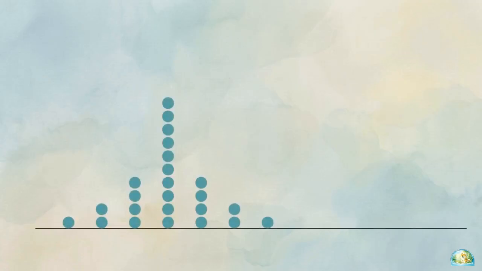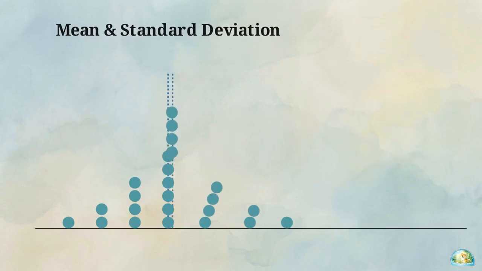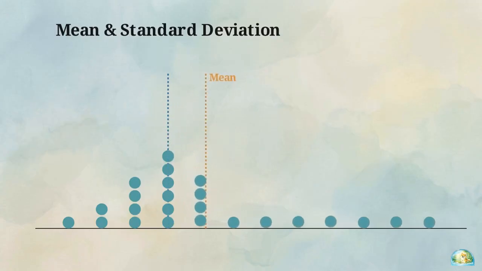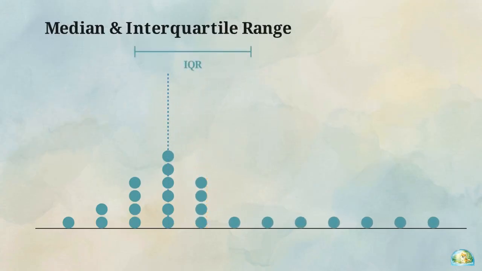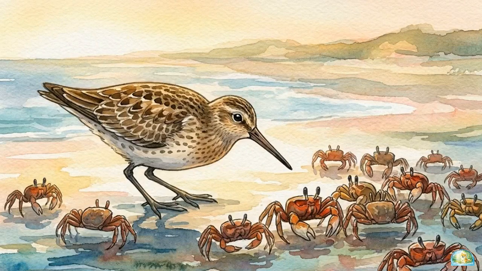This dot plot shows measurements piling symmetrically around a middle point. Here, the mean and standard deviation excellently describe the group. But sometimes data trails off lopsidedly toward far-flung values. When this happens, the median and interquartile range stay steadier. You choose your summary to match the physical shape of the data. Picking the correct tool for the specific shape prevents false conclusions.